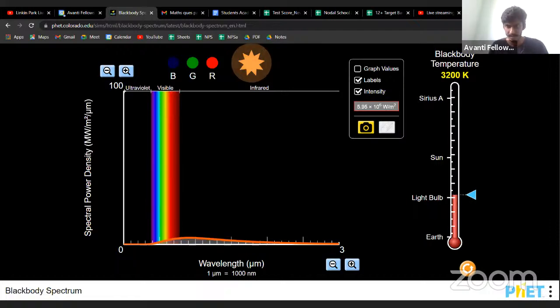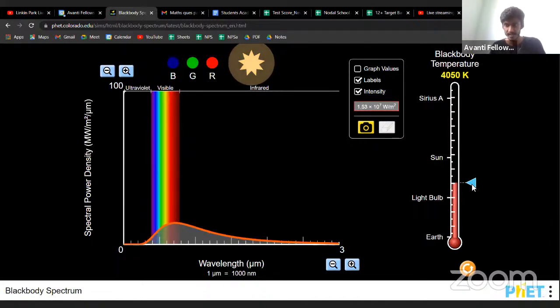Now let me increase a little bit from light bulb to sun. I'm increasing the temperature not a little bit, very high. See, as I increase the temperature, the emission intensity has gone up. It's emitting a lot of light. The area is proportional to the energy, so it is emitting a lot of energy under this curve. And notice now the highest peak is in the visible region. It has become completely red now. The object is completely red.